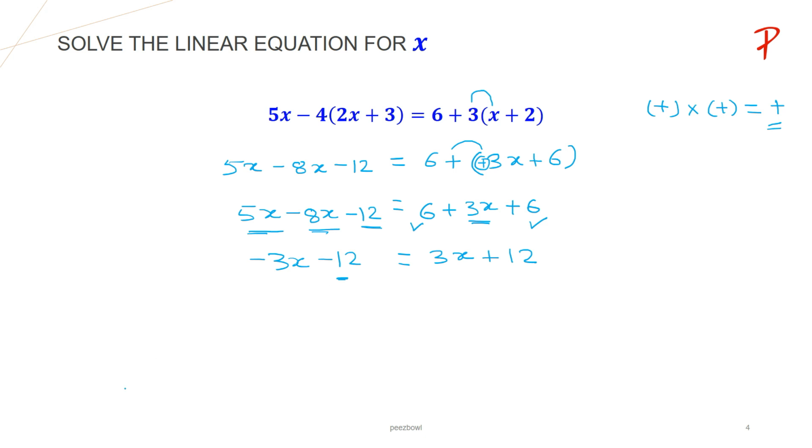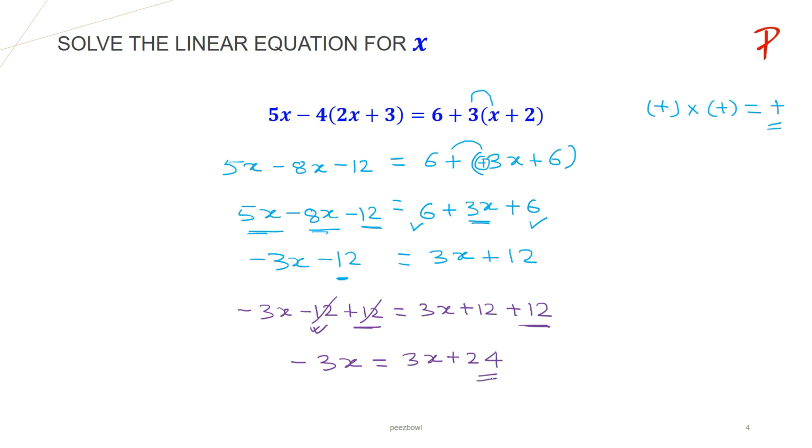How we will do it? This is minus 3x minus 12 plus 12 is equal to 3x plus 12 plus 12. To remove this minus 12, I have added plus 12 on both sides, right? So that this minus 12 and this plus 12 will cancel each other, and on the left hand side we have minus 3x is equal to 3x plus 24, right?